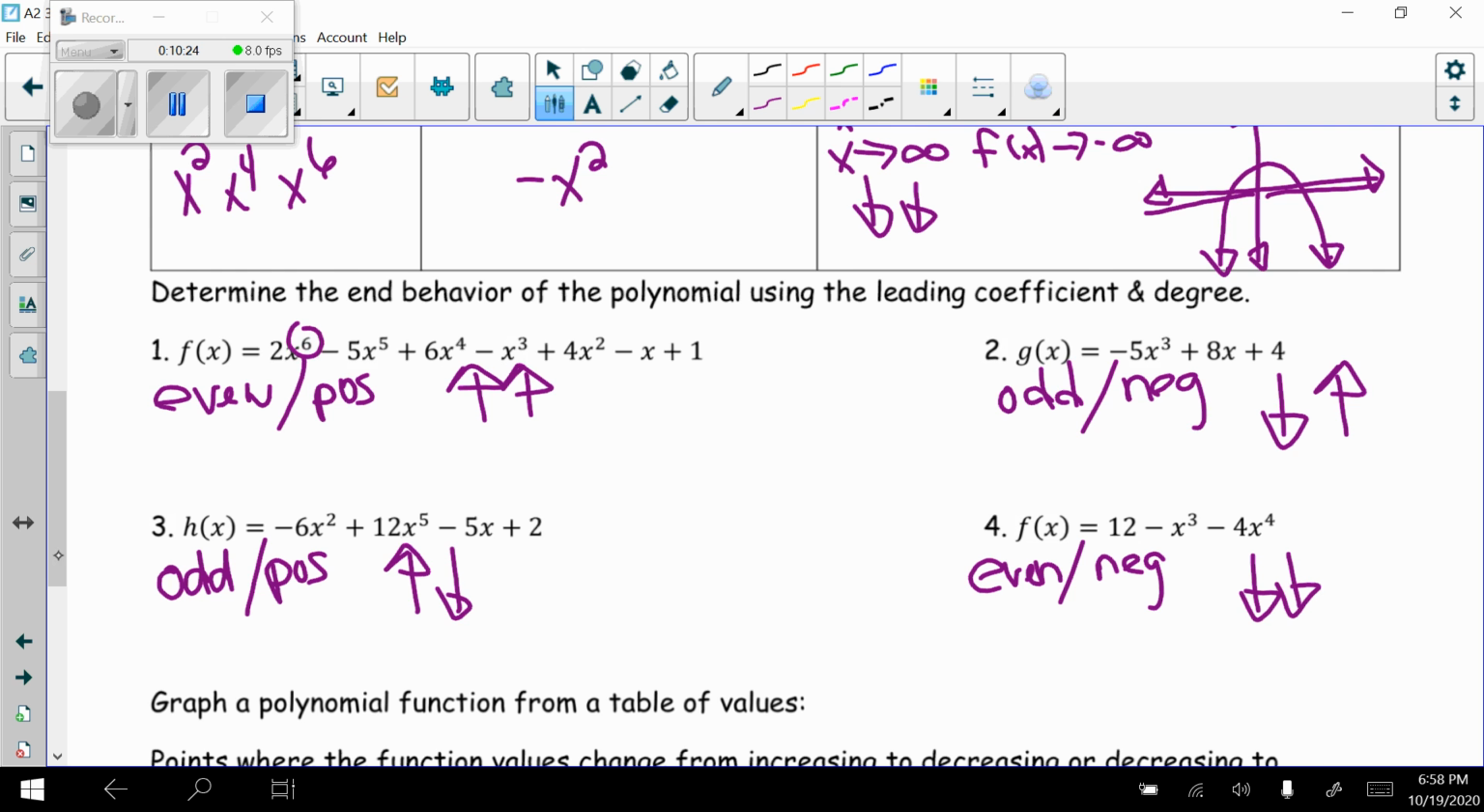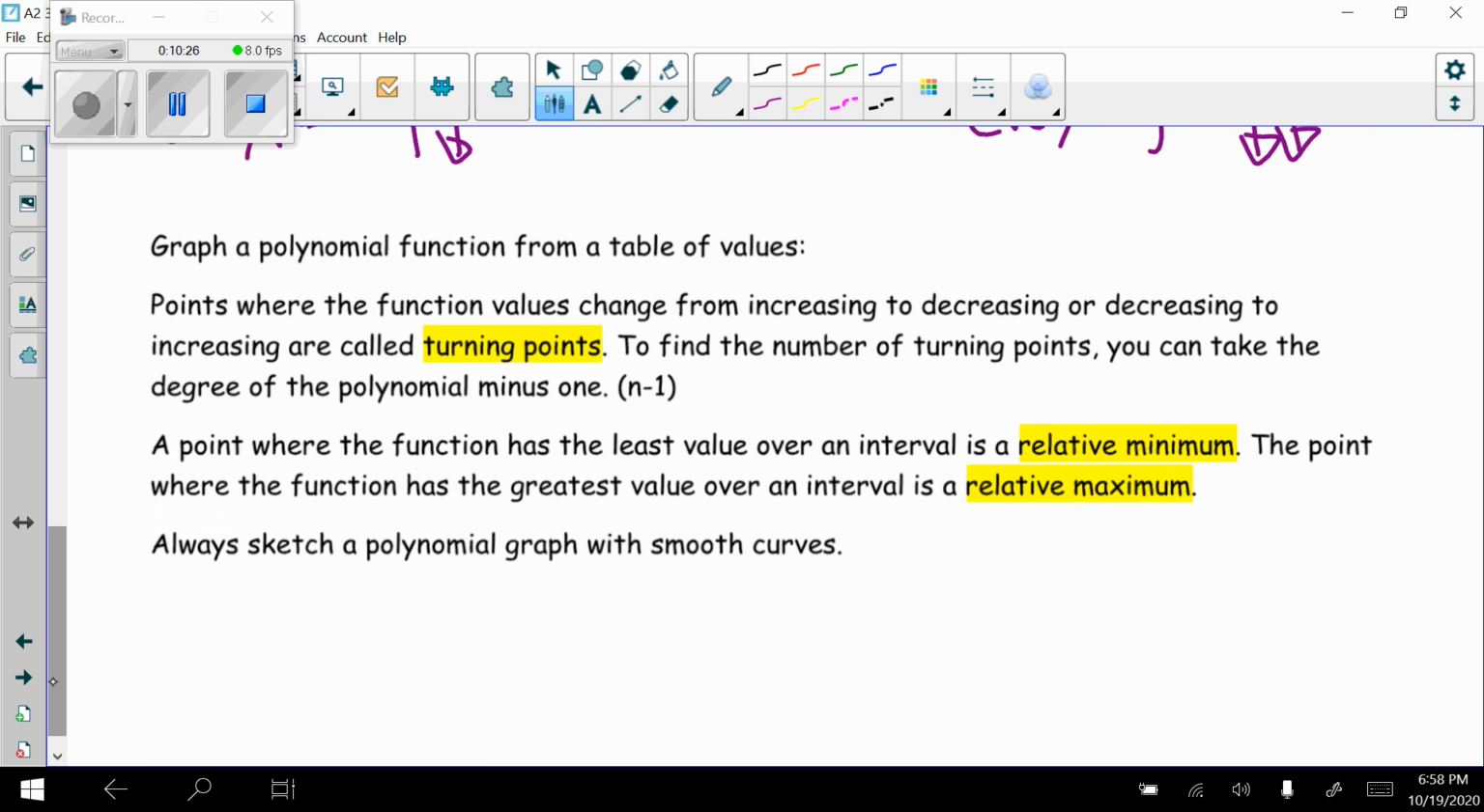All right, so next we're going to talk about graphing a polynomial function from a table of values. So points where the function values change from increasing to decreasing or decreasing to increasing are called turning points. To find the possible number of turning points, you can take the degree of the polynomial minus 1. And so we just say n is the degree. And so then n minus 1 tells you how many turning points you would have.